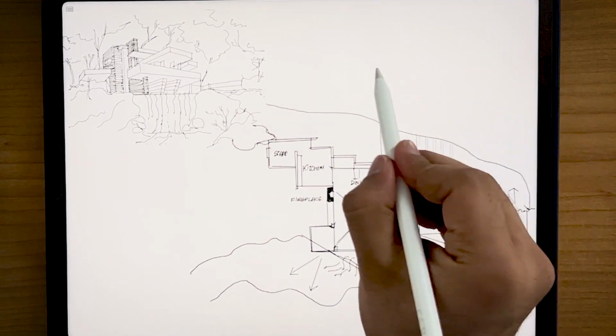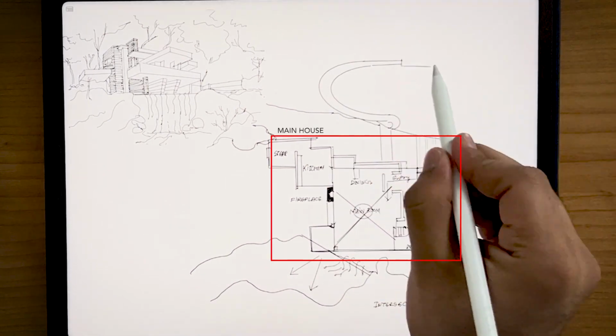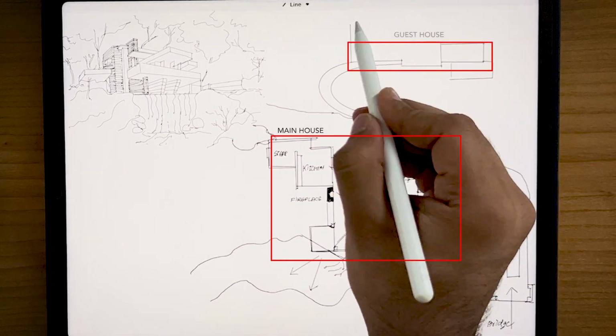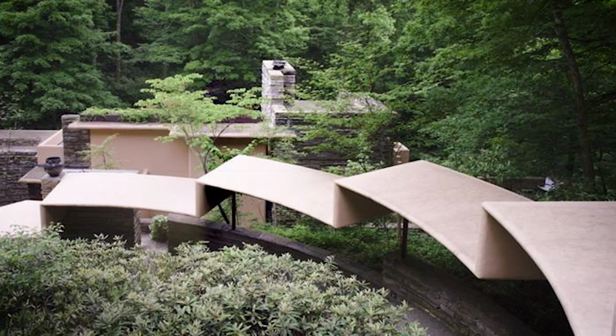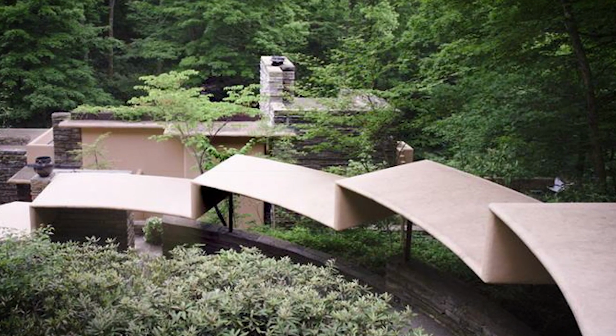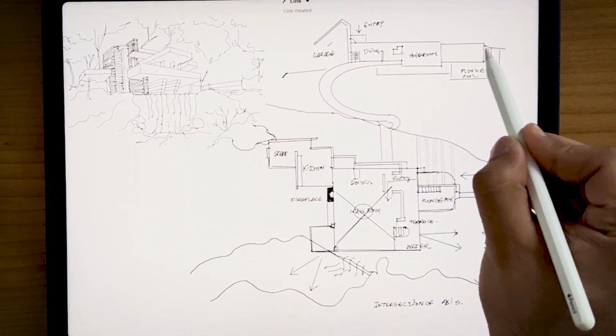Few people know that Fallingwater is not just one house, it is a combination of two houses. The main house is situated on the waterfall, while the guest house is located at the top of the hill and connected from the second floor of the main house. It features a beautiful spiral pathway shaded by curved concrete canopies. The guest house comprises the garage, a living area, guest bedroom, and a plunge pool.